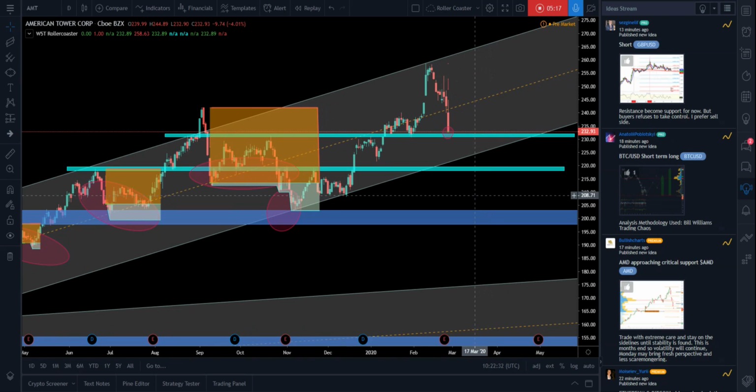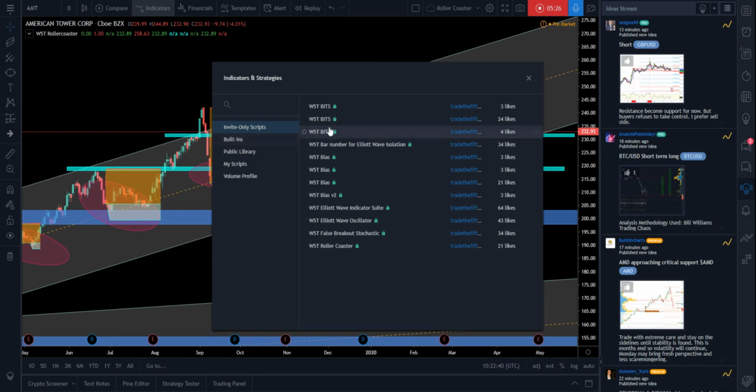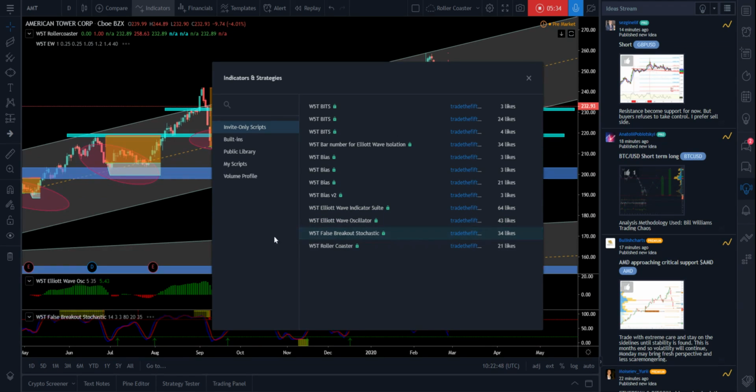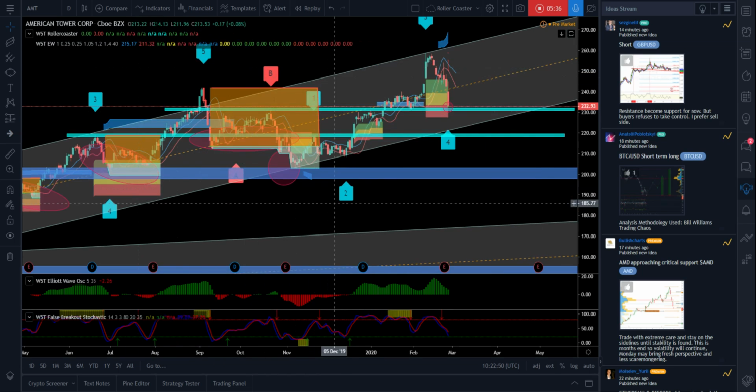I want to add our Elliott wave. I want to see where we are in this current trend right now. So what I'm going to do, I'm just going to add these indicators. I'm going to add our Elliott Wave Indicator Suite, the oscillator, and the false breakout. Those all come with the Elliott Wave Indicator Suite.